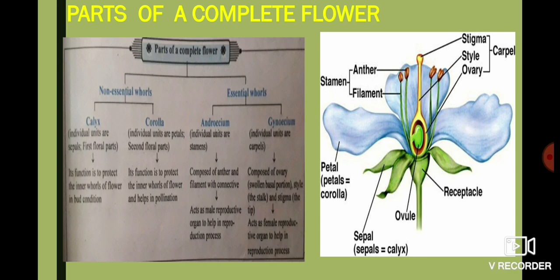Then come your essential whorls, which are divided into androecium and gynoecium. In androecium, the individual units will be termed as your stamens. What are the stamens composed of? Anther and filament. And what does it act as? Its function is as your male reproductive organ in the process of reproduction. And gynoecium, individual units are called your carpels. It is composed of ovary, style, stigma, as given in the picture. You can follow the picture, and it generally acts as your female reproductive organ.